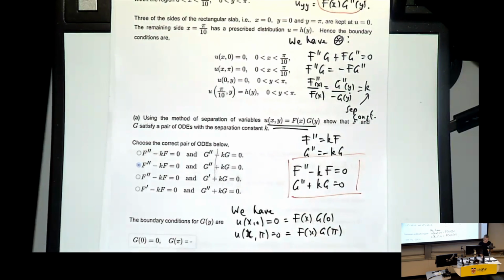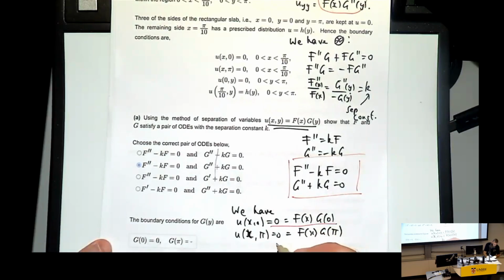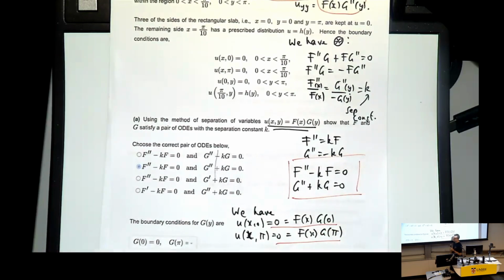Okay, so if we look at this, you don't want big F to be identically equal to 0 because that's not an interesting solution. So G of 0 is going to be 0, G of pi is going to be 0.